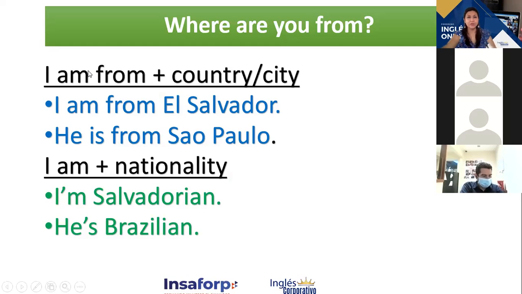The way we answer is like this. The subject, the verb to be, from plus the country or the city. So when we use the preposition from, we have to say a country or city. For example, I am from El Salvador. He is from Sao Paulo. Now we use the subject, verb to be, plus the nationality. I am Salvadorian. He is Brazilian. So we don't use the preposition from. Remember, when you use from, you have to say the country or the city, but you don't use from when you mention the nationality.